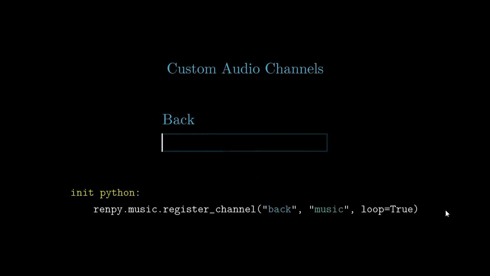In the demo, you've seen 3 custom audio channels. One of them is the back channel. This code is how you define this channel. We have the init python, which executes at the very start of the visual novel. In here, we register an audio channel with the first argument being the name of the channel, which is back. The second argument is the mixer. By default, the mixers in Ren'Py are music, sfx, and voice, which you generally can change in the preference screen. The last argument here is whether or not this channel can loop by default.